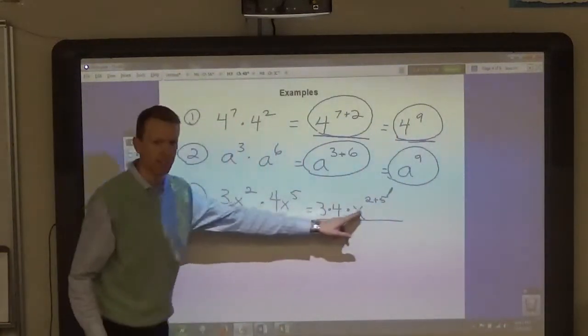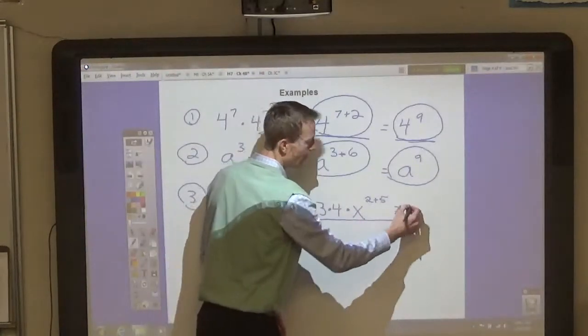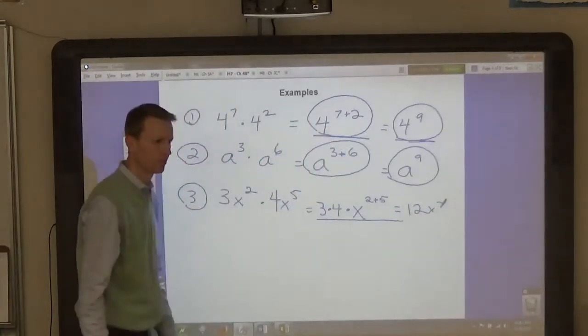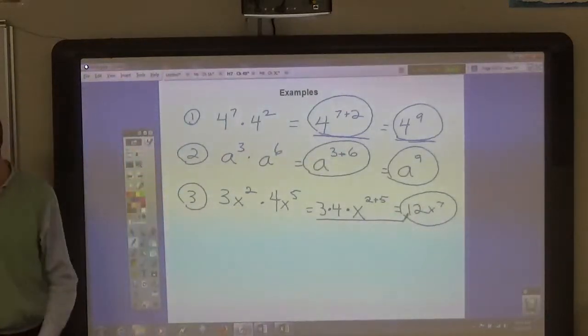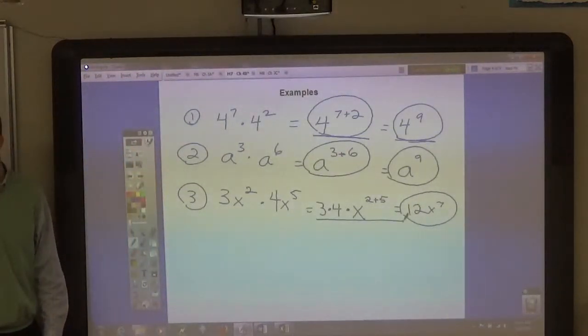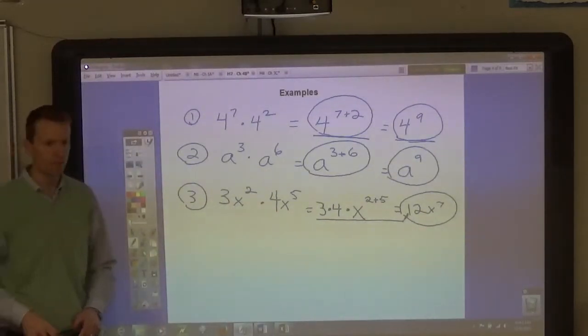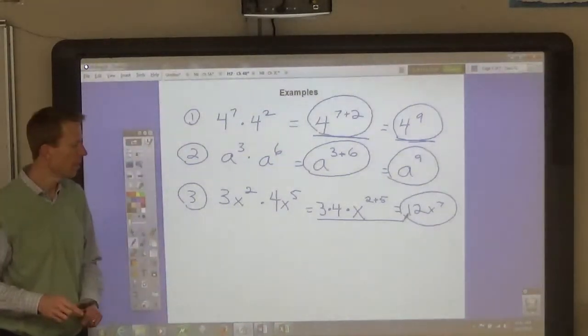Then simplify this. 12 x to the 7th power. Okay? Any questions on that one? Do you see how you can move the numbers and switch the order because of the commutative property? Sure. Okay?